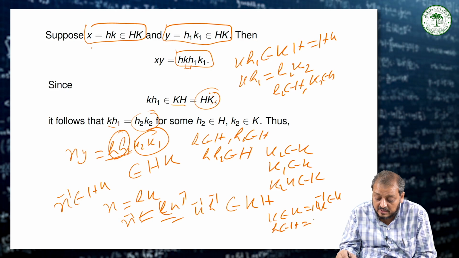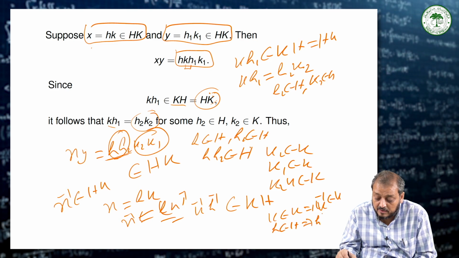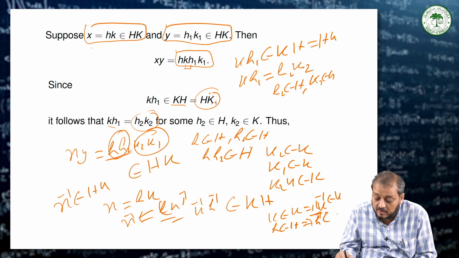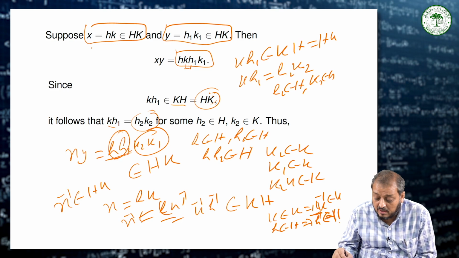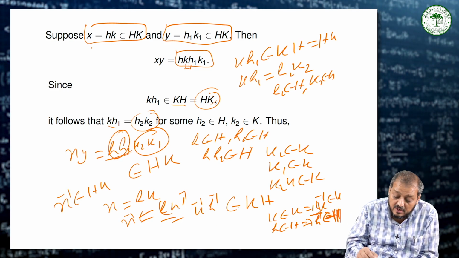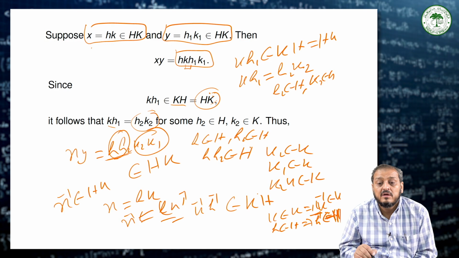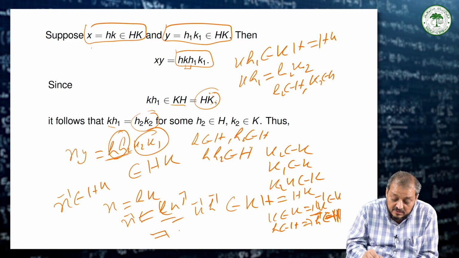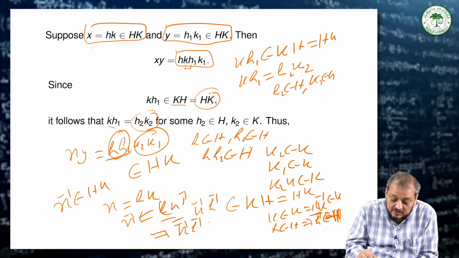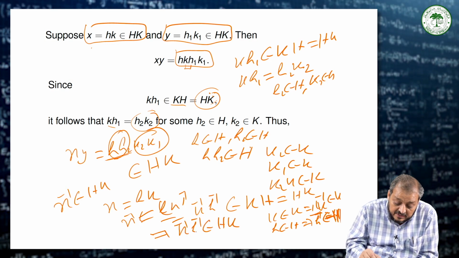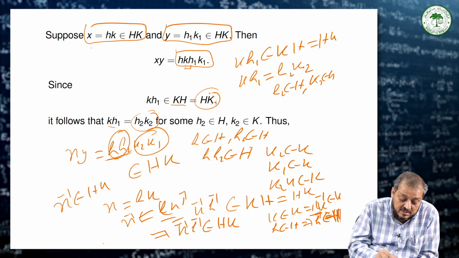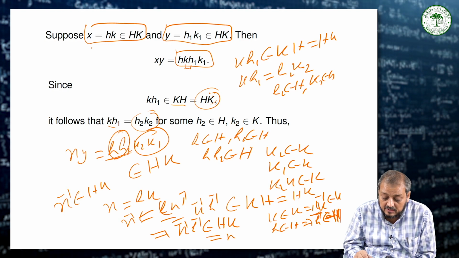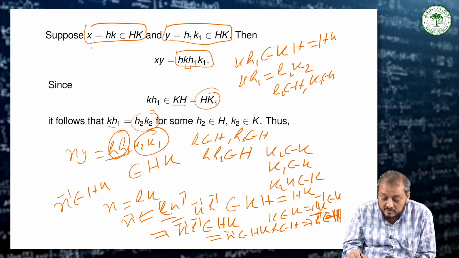It also implies that h inverse is also an element of H. So the whole thing is an element of KH, and KH is equal to HK. So this implies that k inverse h inverse is an element of HK, and this is nothing but equal to x inverse. So we have to show that x inverse is an element of HK.